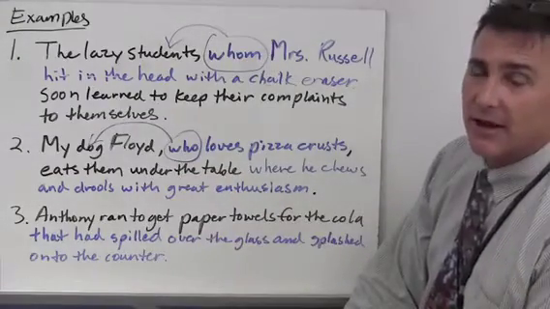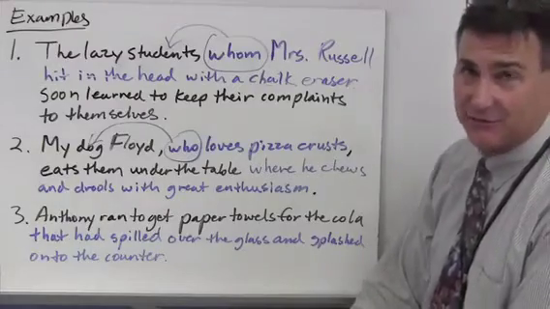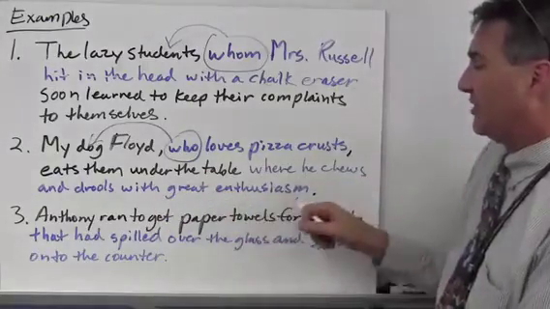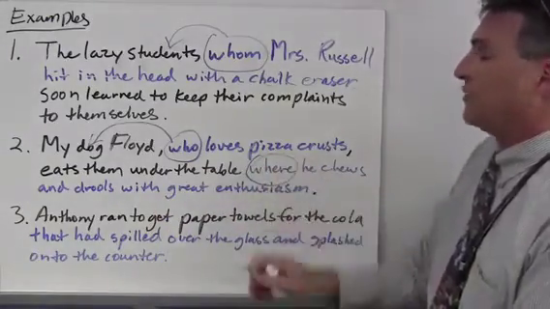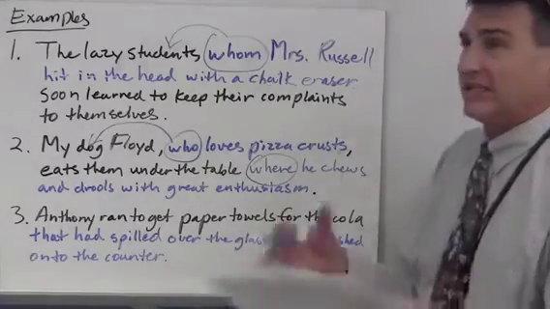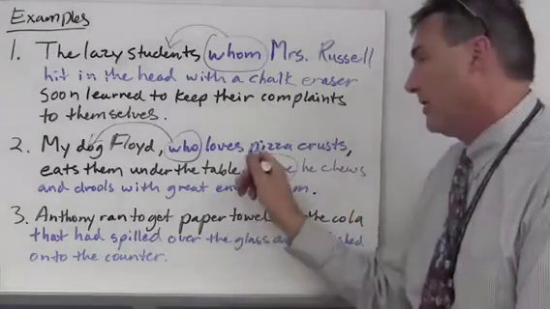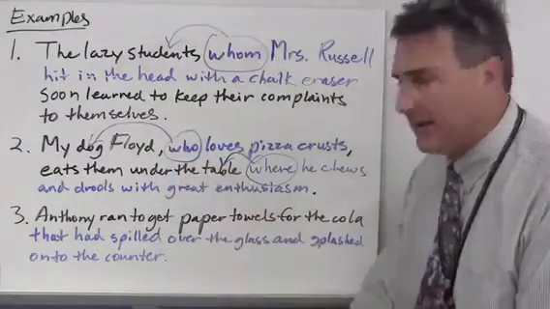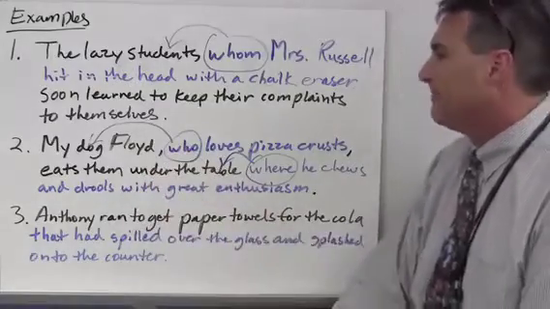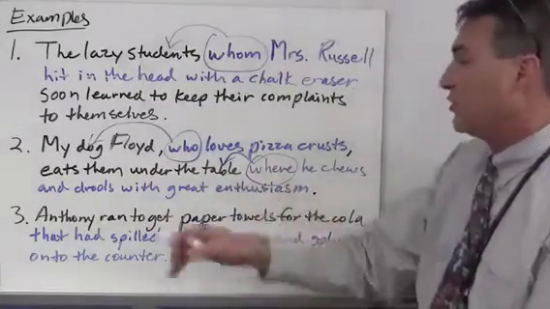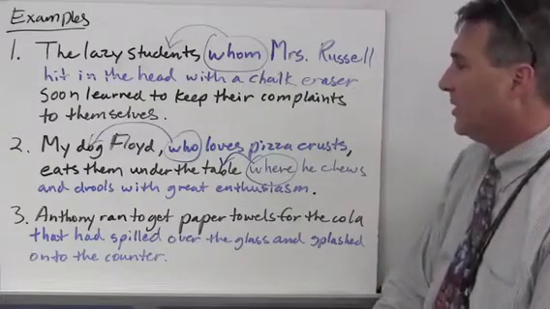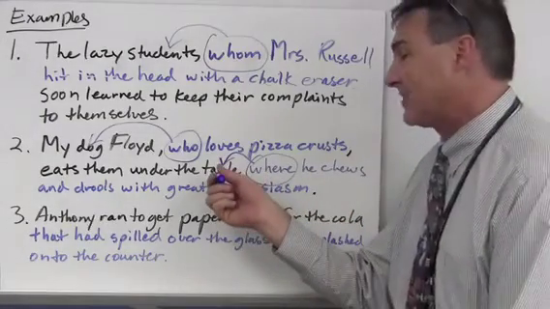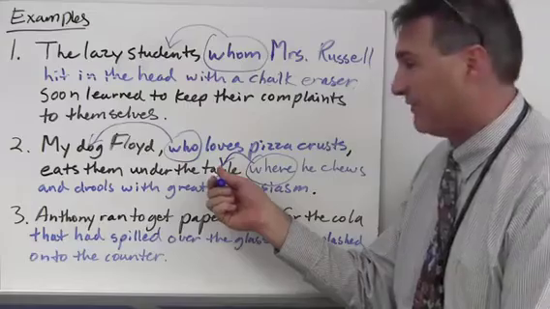Notice in this same example, we have a second adjective clause, where he chews and drools with great enthusiasm. Now this time, it's introduced by a relative adverb, where. What's the place where he chews? Table, that's where he chews. Or specifically, under the table, this entire prepositional phrase. That's what's modified here. So again, we found a subordinator, and if this clause is properly placed, it will be right next to, as it is, the noun which it modifies.